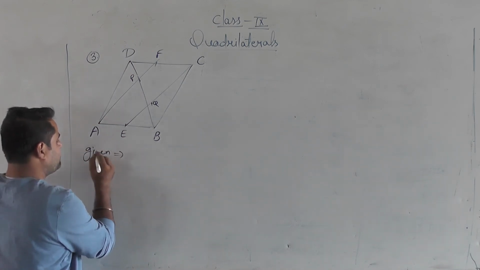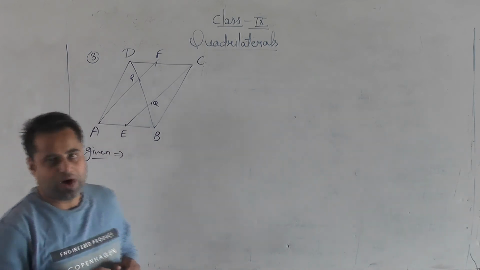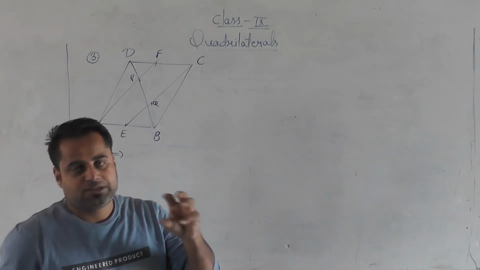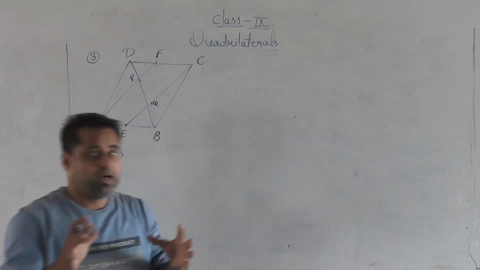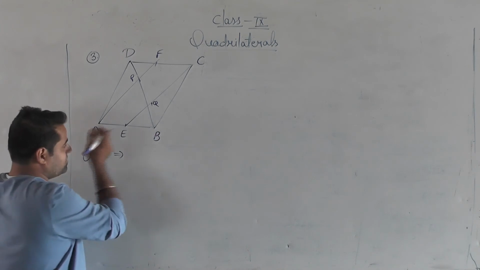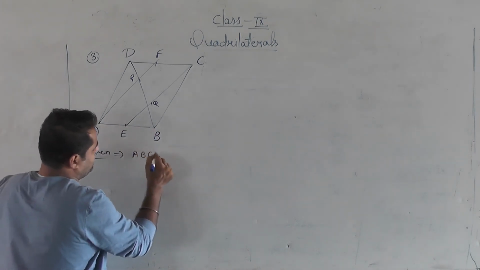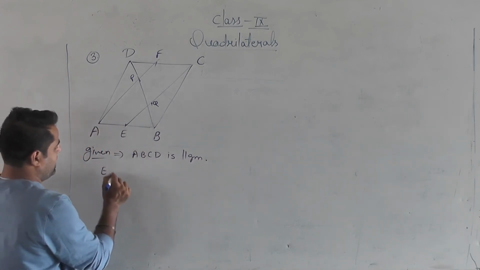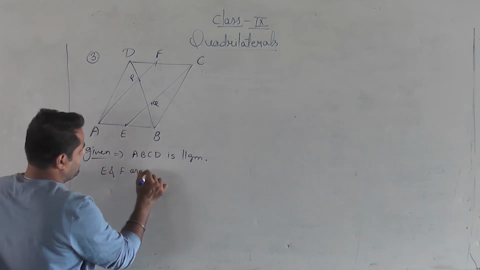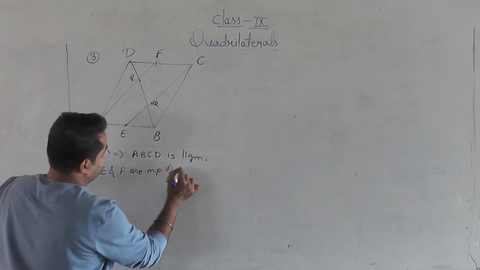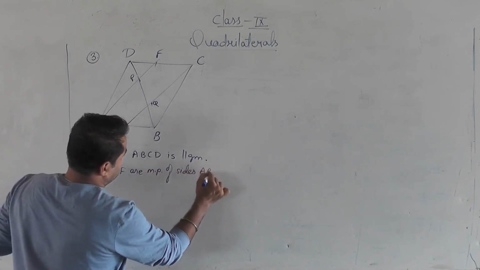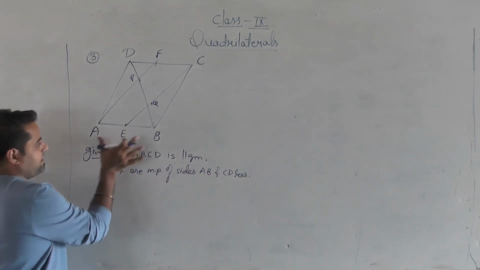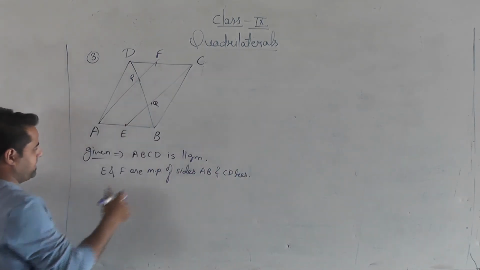Just write. See, it is very important to write what is given to us. Why is it so? Because when you want to understand the question, you need to understand what is given to us. What are the parts we have? Okay, the tools we have. So, ABCD is given to us, a parallelogram in which E and F are midpoints of sides AB and CD respectively. Respectively means AB's midpoint is E and F is the midpoint of CD.